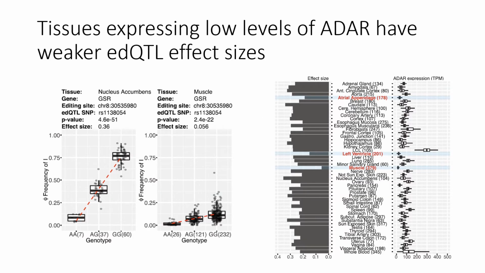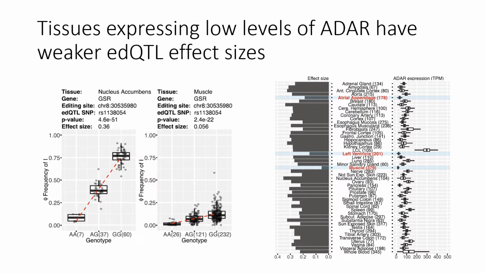We noticed that some tissues consistently have weaker edQTL effect sizes for many edQTL events. The two plots on the left show the edQTL effect size can be variable for different tissues. The left plot, which has a strong edQTL effect size, is from the nucleus accumbens, which is a region in the brain. The right plot, which has a weak edQTL effect size, is from the skeletal muscle.